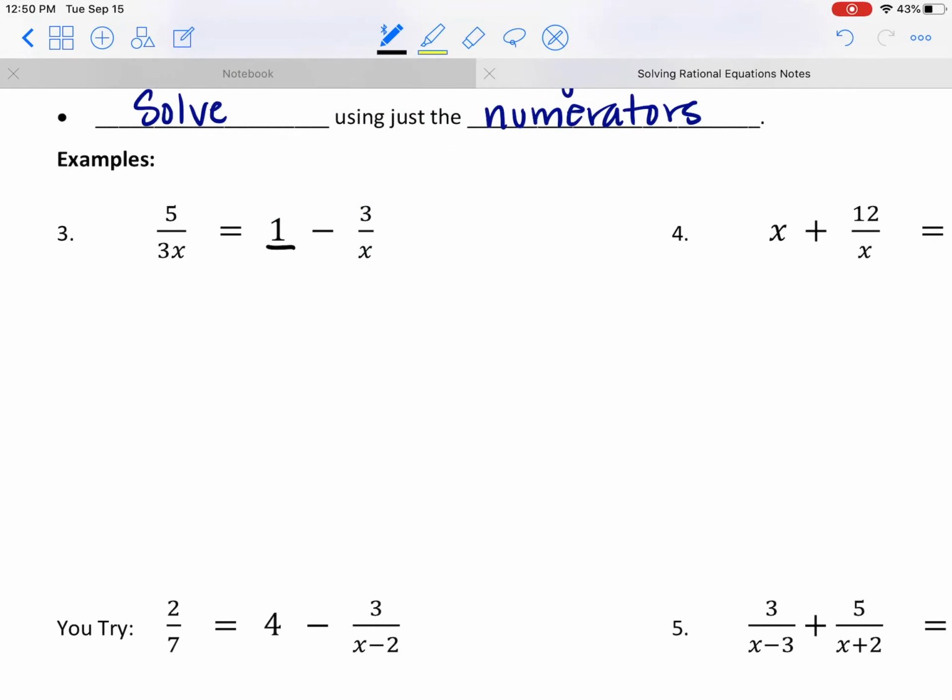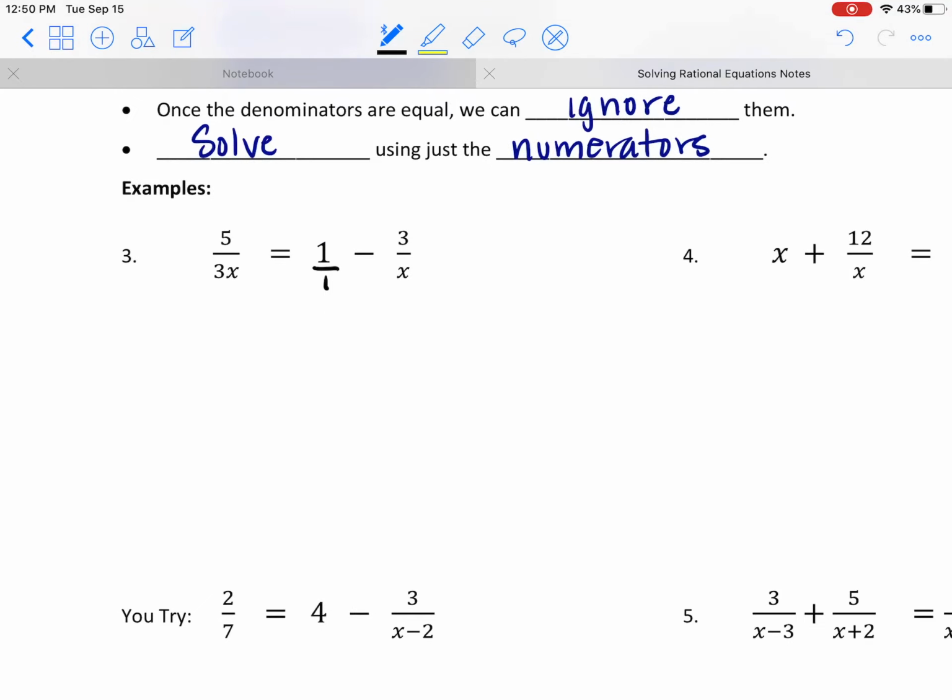Let me go ahead and make this a fraction over 1. So our denominators are 3x, 1, and x. What would our common denominator be here? Least common denominator for those three denominators would have to have a 3 and an x. So if I can get all of those denominators to be 3x, then I'd be in good shape. I wouldn't have to worry about those denominators anymore. So the first fraction's good. The second one I'm going to have to multiply by 3x over 3x. And then the third one I'm going to have to multiply by 3 over 3.